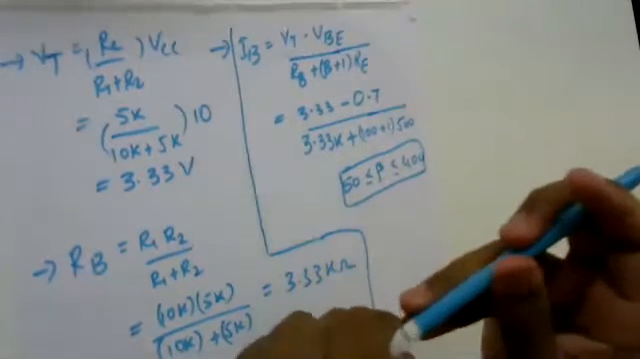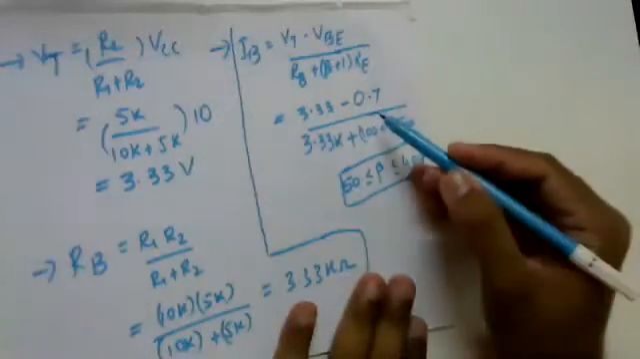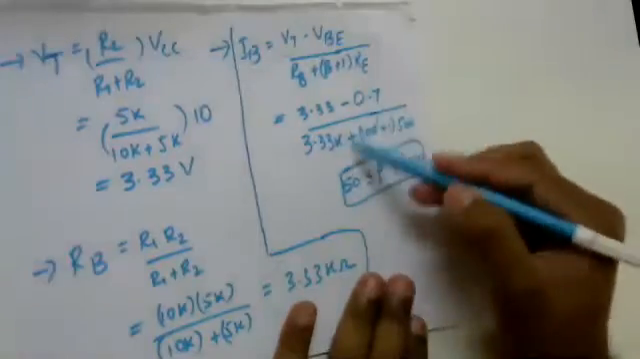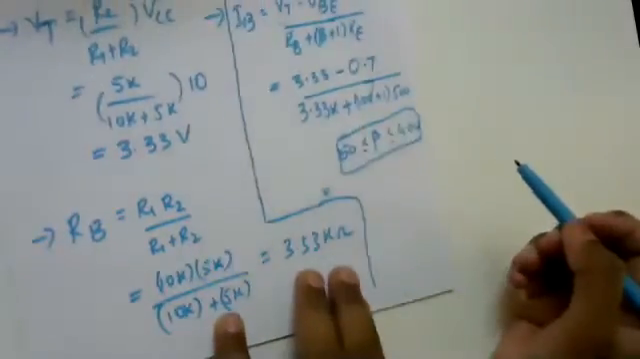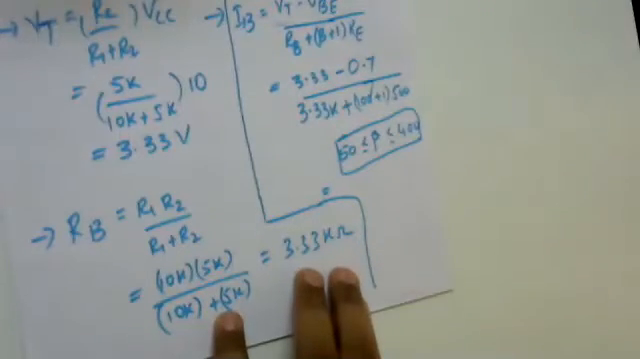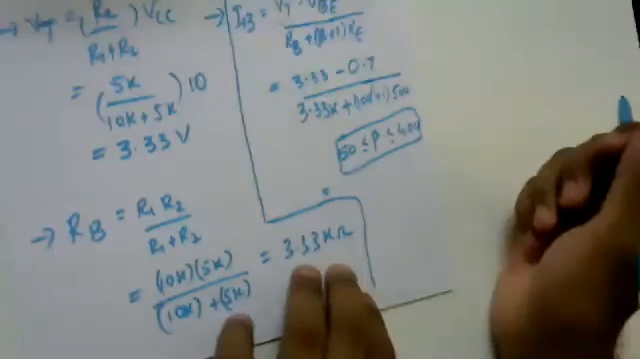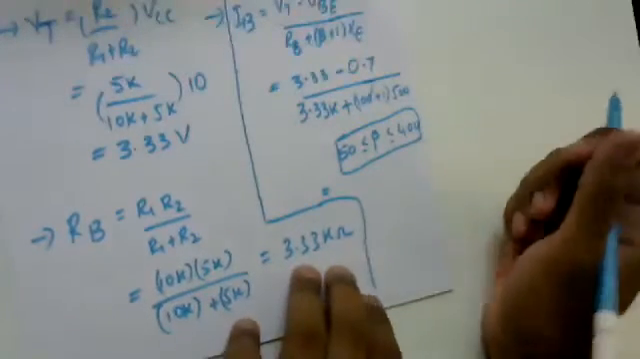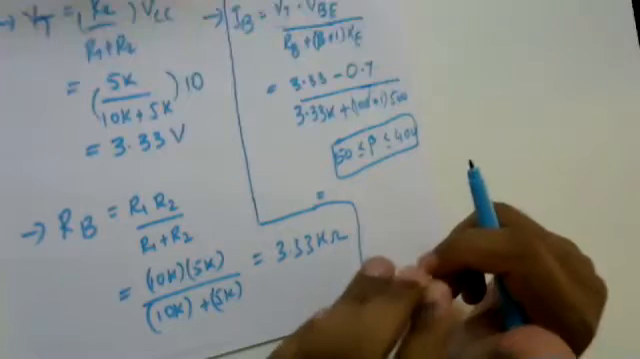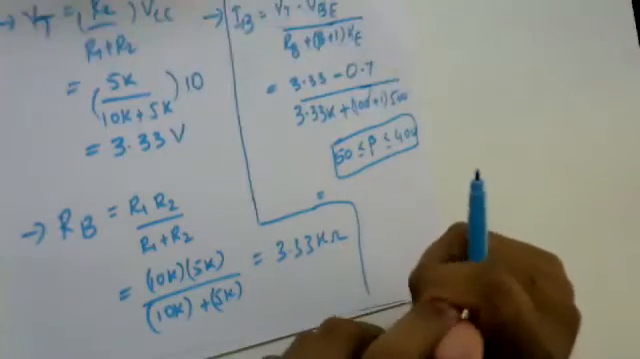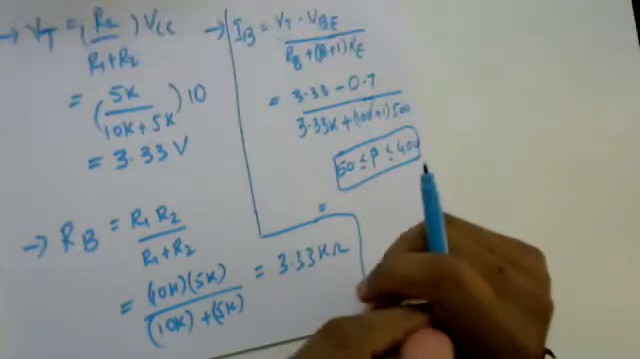Since he has given the value of beta in the numerical, we're going to take it as 100. Then when I solve this fraction, what will I have? What's the value of my IB? 0.48 microamp. No, I do feel you have gone wrong in identifying the decimals. Check it out.